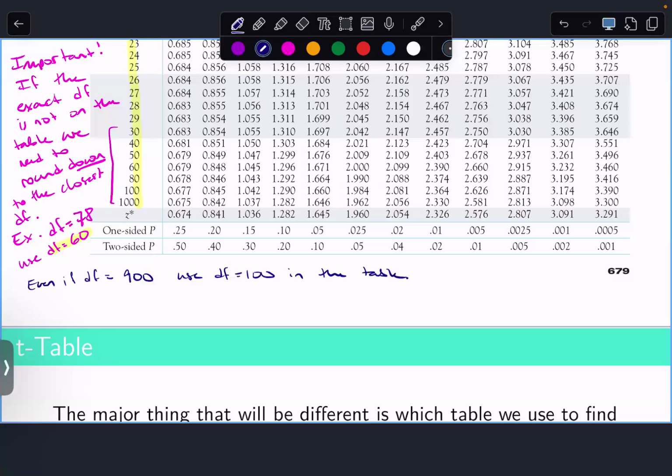Okay. What if we compare these? Let's compare the Z star line that we know and love to degrees of freedom of 1,000. So a sample size of 1,001. These are basically the same, right? I'm not seeing a huge difference here. As we move further out into the tail, they get a little bit more different.